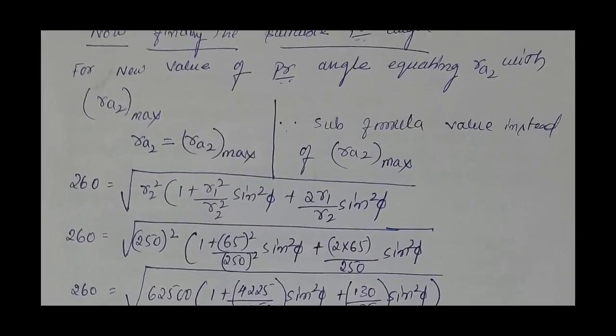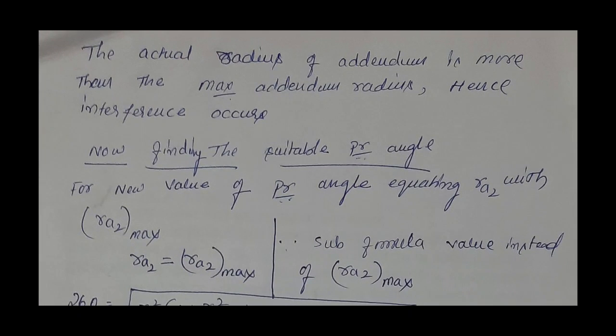So that is the next procedure in particular. I specified the things, and I will read out the theory. The actual radius of the addendum is more than the maximum addendum radius, hence interference occurs. Now, finding the suitable pressure angle. How are we going to find the suitable pressure angle?